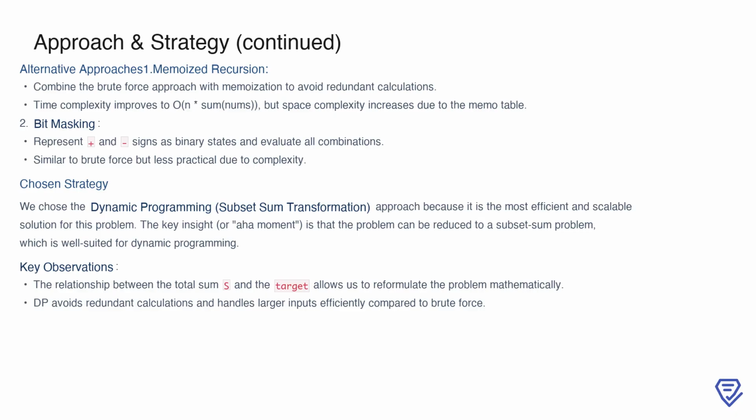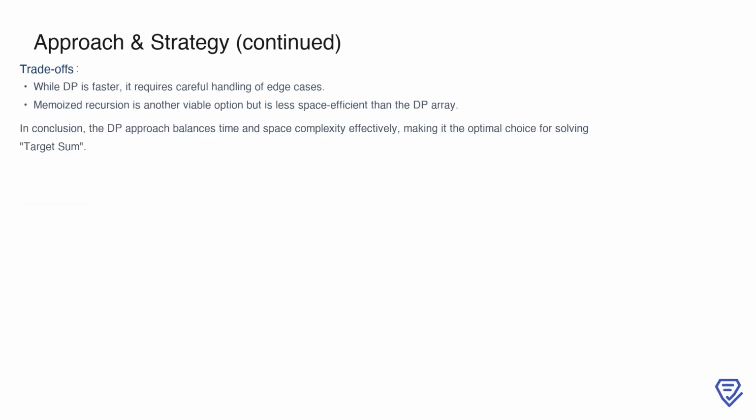The key realization here is that the problem can be reformulated as a subset sum problem, which is well suited for dynamic programming. This transformation allows us to solve the problem efficiently while handling larger inputs. The relationship between the total sum S and the target gives us the mathematical insight we need to avoid the inefficiencies of brute force. When using the dynamic programming approach, it is important to acknowledge the trade-offs.